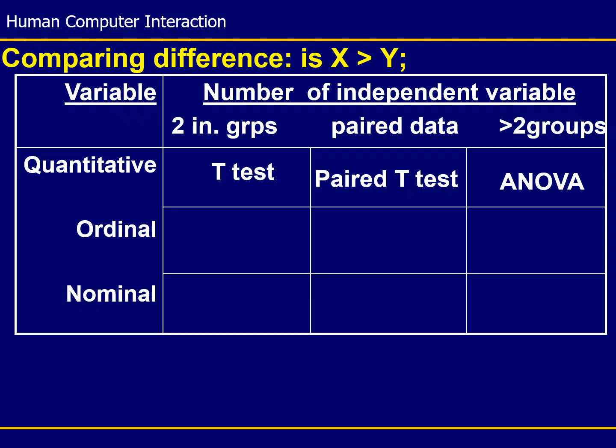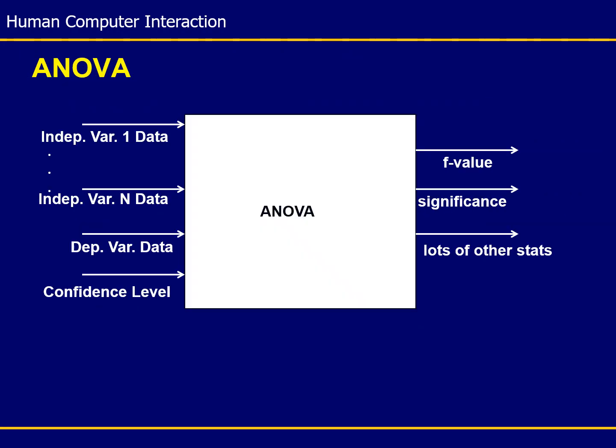Now let's move on. We already talked about the situation where we have 2 levels. What if we have more than 2 levels? We're going to run another test that acts very similar to the t-test with a slight difference, and this test is called ANOVA, or analysis of variance. So let's look at the ANOVA. What is the ANOVA? The ANOVA is just like the t-test. It takes some inputs, which include the independent variable data and the confidence level, just like before. But now we don't just have 2 levels, we have many levels. We have 3 or more.